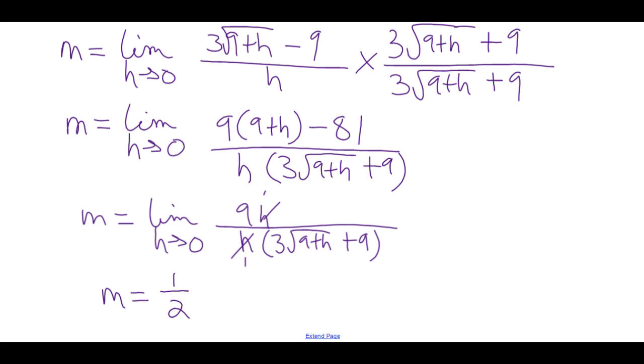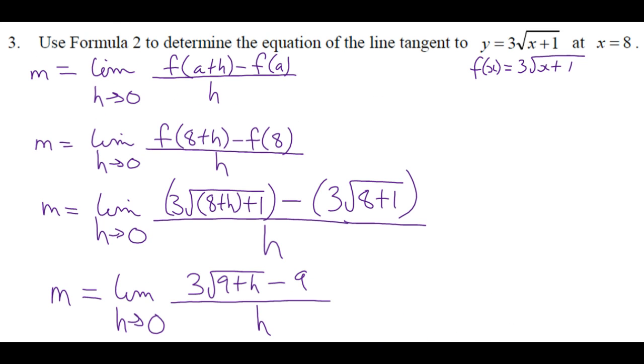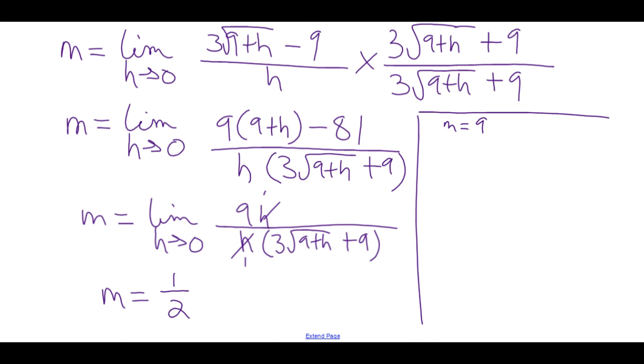Is that it? We're done? No. We just found the slope. It's not the good old days, eh? I had 2 points. I just did this minus this, and there was the slope. We're going to do all this. M equals, and what do we want? F at 8? M is 1/2.